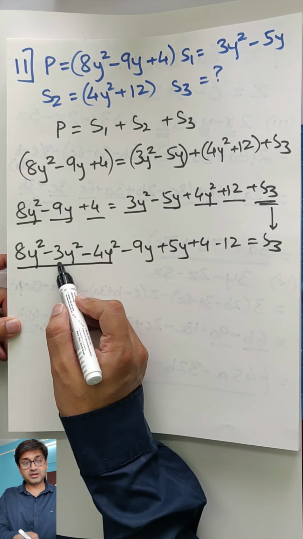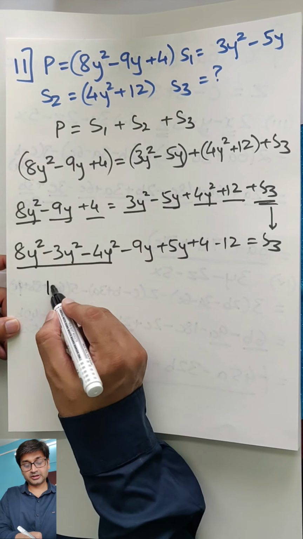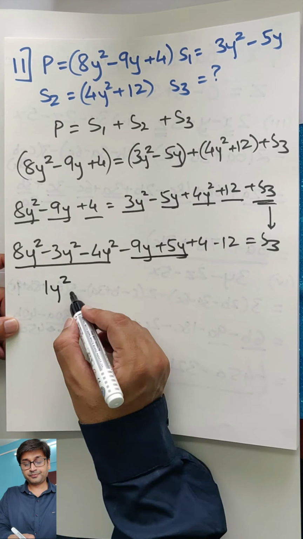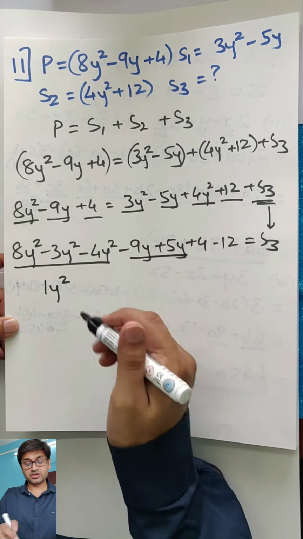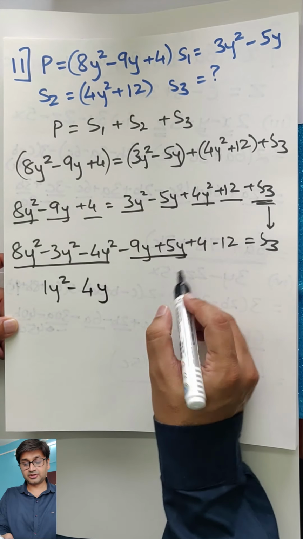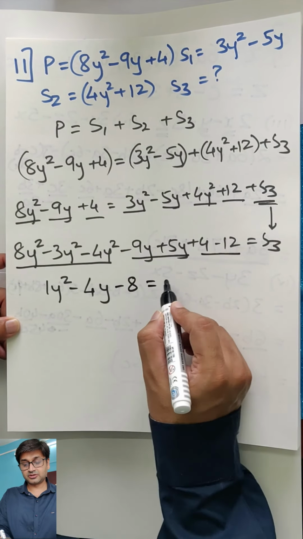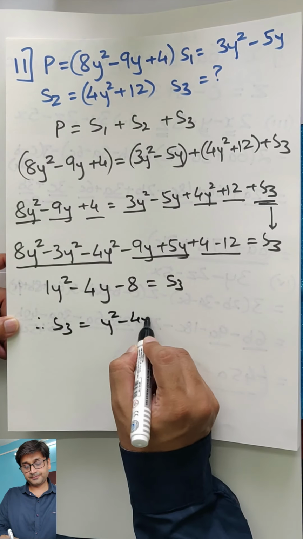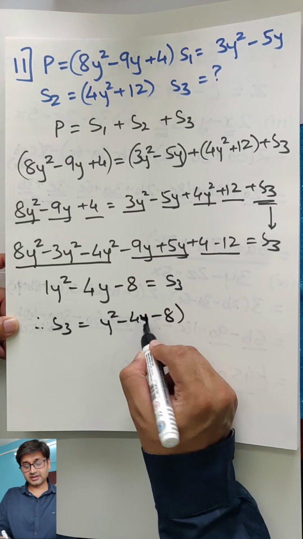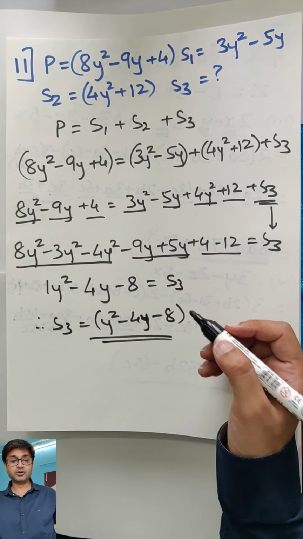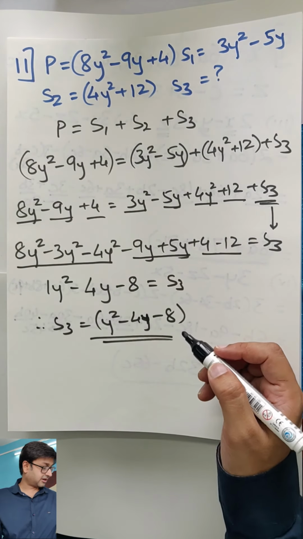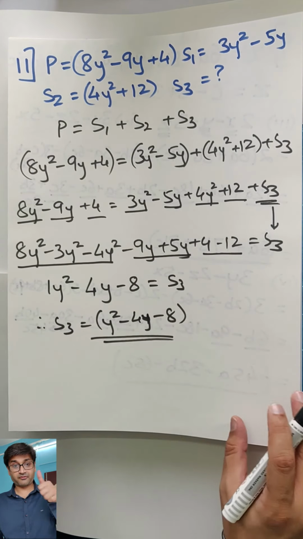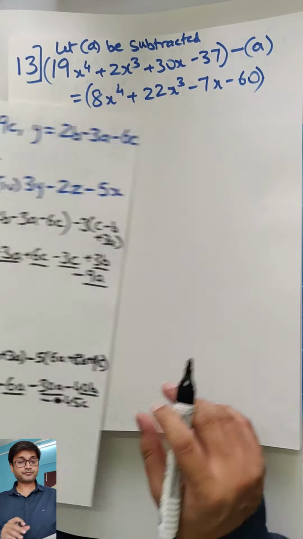8 minus 3, 5 minus 4, 1. So 1y square. Even if you don't write this one, that's all right. 9 minus and plus. So opposite signs you subtract and sign of greater number. So minus. Again opposite signs you subtract. So side 3. So you can say therefore side 3 is y square minus 4y minus 8. That's how you can reduce from the perimeter the third side. Let's check if we are correct. Y square minus 4y minus 8. Perfect. Let's go to the next one.